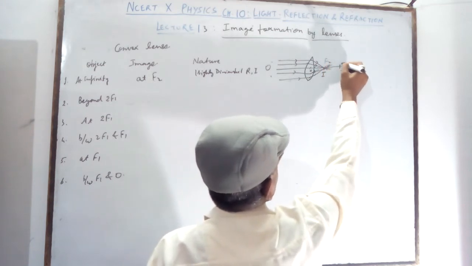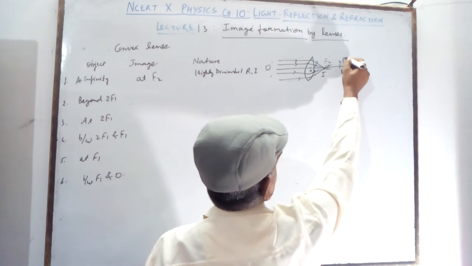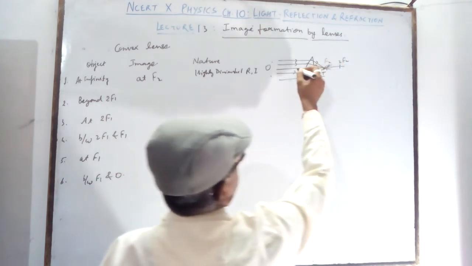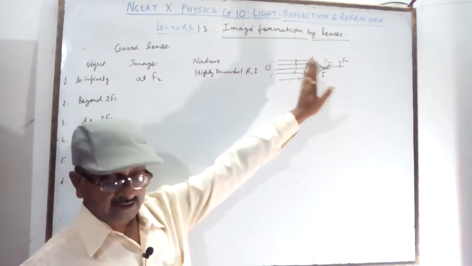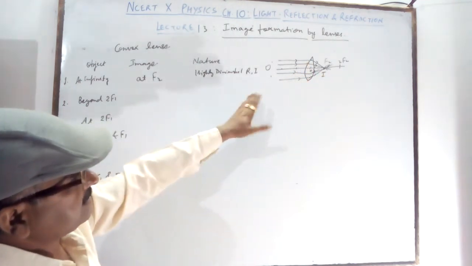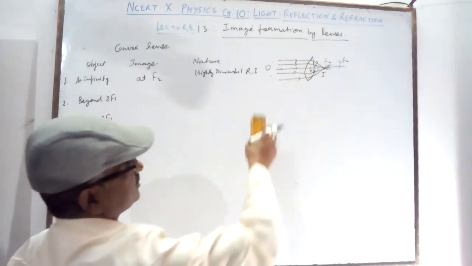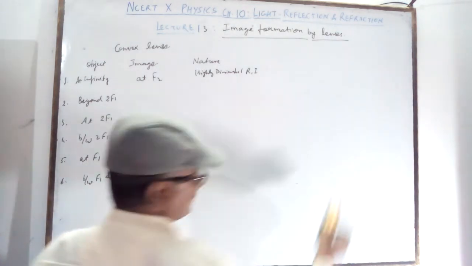Here are 2F2, F1 and this. So you are getting the image formed there. Since all the rays are parallel, only two rays you will show. It is the ray diagram for this.